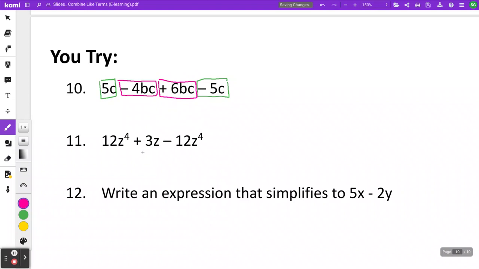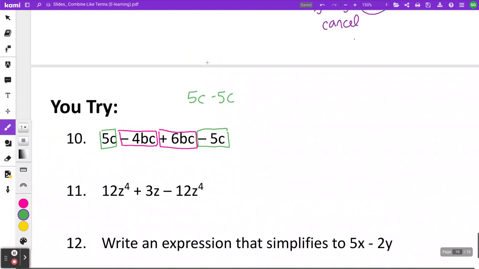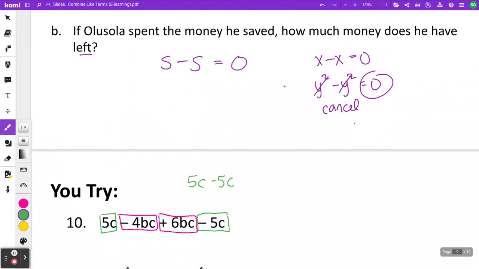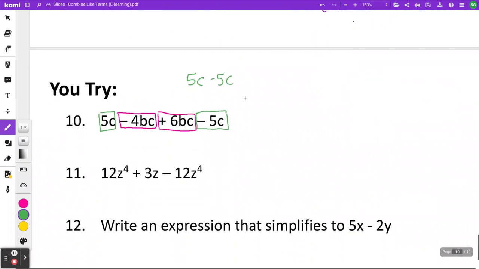Now you can start anywhere you want. I'm going to start with the 5C's just because that's what I circled first. We've got 5C minus 5C. What is that going to equal? 5C minus 5C, that is what we just looked at up here. I'm subtracting the same thing, so that is going to equal 0.